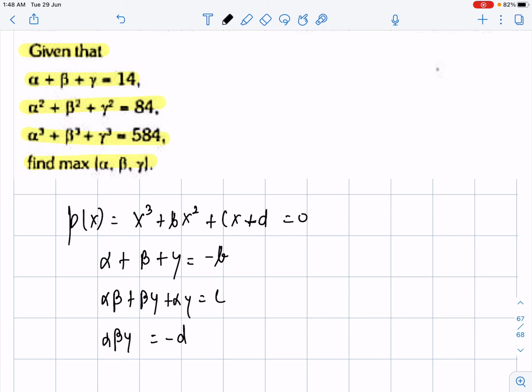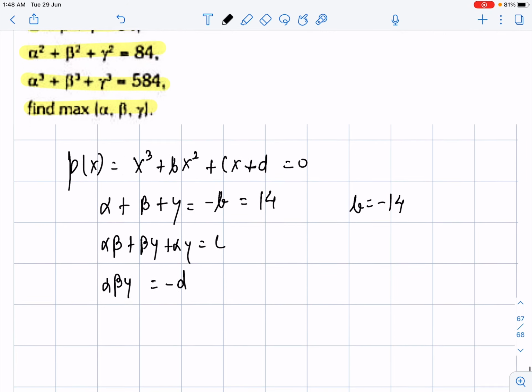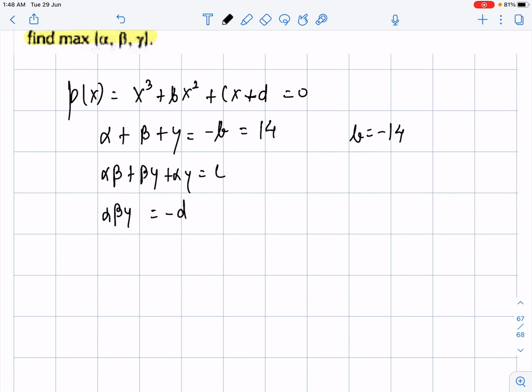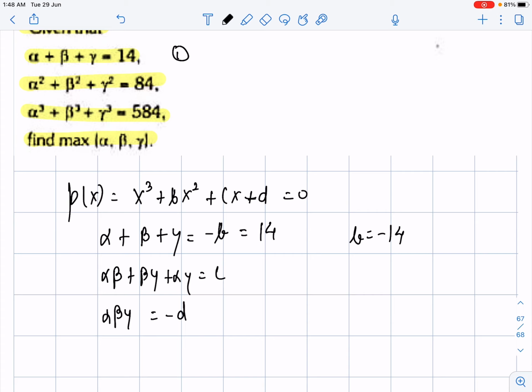So what is the value of alpha plus beta plus gamma you are knowing? 14 you are knowing. So b will become what? Minus 14 over here. Now guys, we have one identity. Let it be equation number 1. Let it be equation number 2. And let it be equation number 3. Okay, we'll be going to make efficient use of these equations to solve it further.